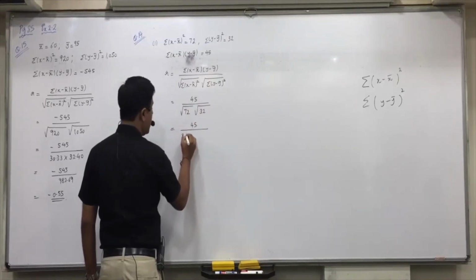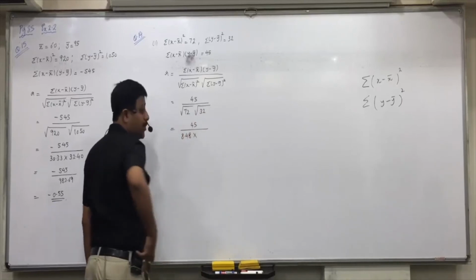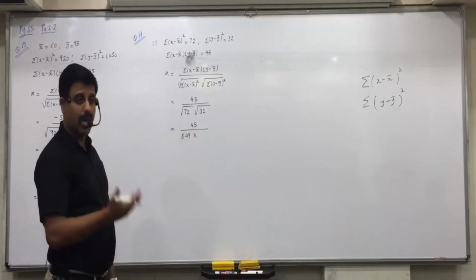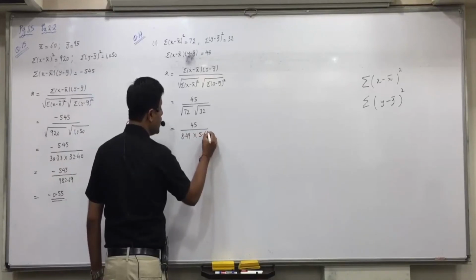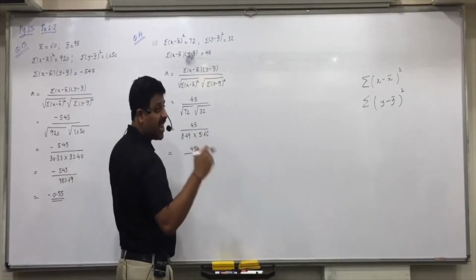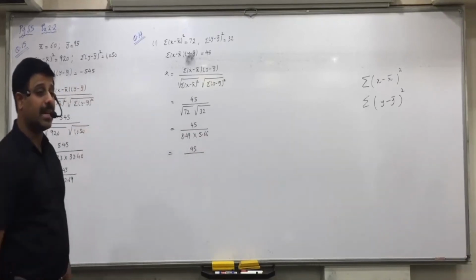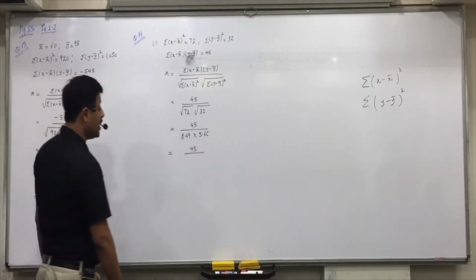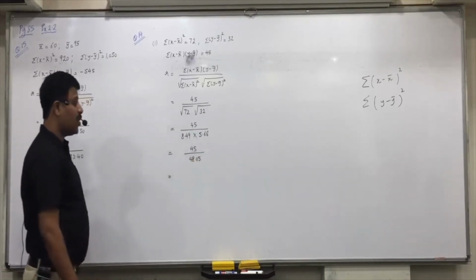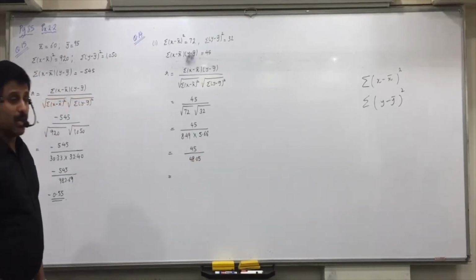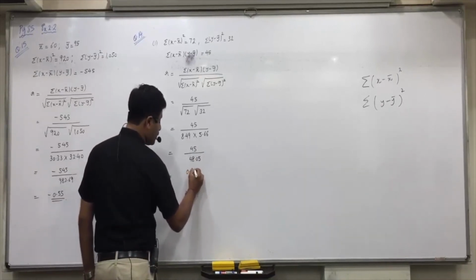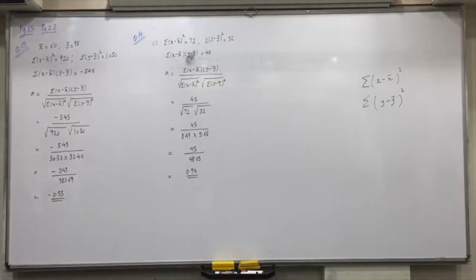Further, 8.48 is the square root of 72. After 48 it is 9, so 8.49. Further, square root of 32 is 5.6566. Be careful, if the third digit is 5 or more, you increase the second digit by 1. Yes, Parthiv, 8.49 into 5.66 is 48.05. So 45 upon 48.05 is 0.9. Did you understand this, everyone?